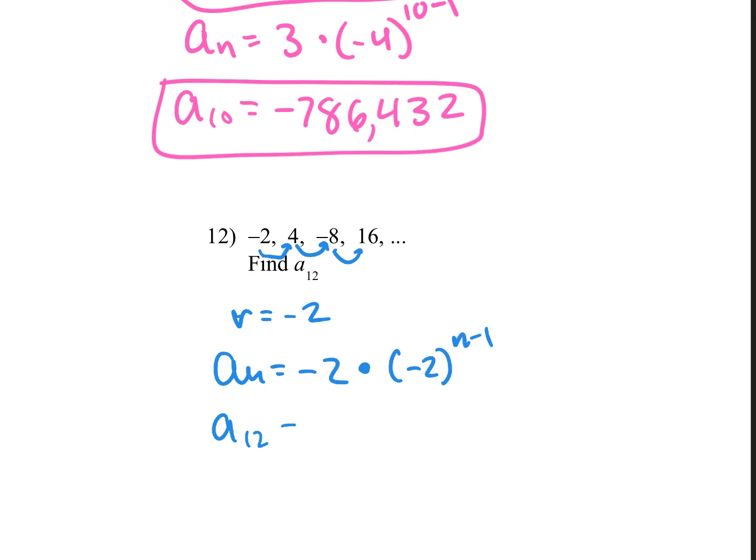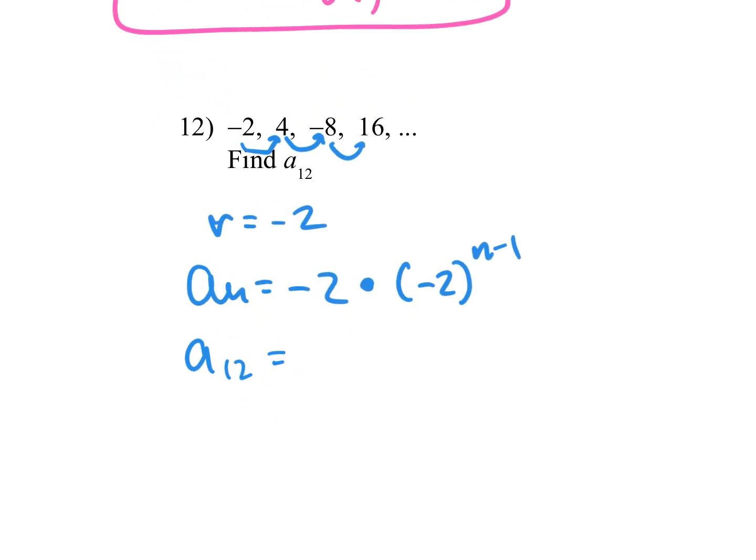So a sub 12, we're looking for the 12th term, is equal to -2 times -2 to the power of 12 minus 1. So I'm going to do -2 to the 11th power times -2. So our 12th term is 4,096.